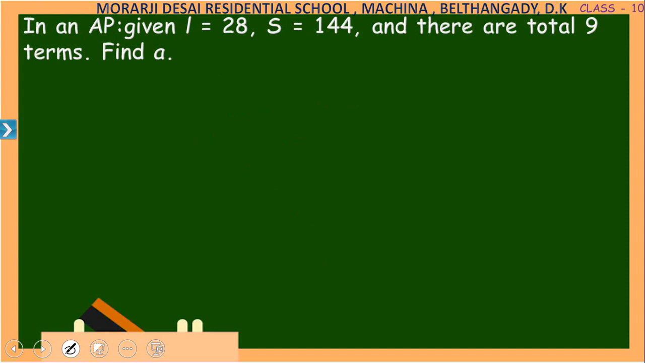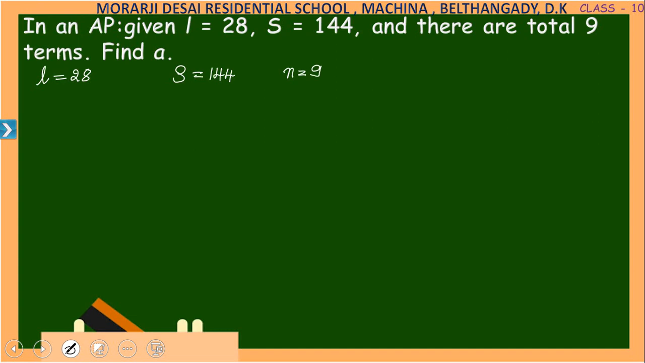Next, in an AP given L means last term is 28 and sum is 144 and there are total 9 terms. Number of terms 9. Find A. Last term L is equal to 28. There are 9 terms. So sum of 9 terms is 144. Sum is 144 and number of terms n is equal to 9.